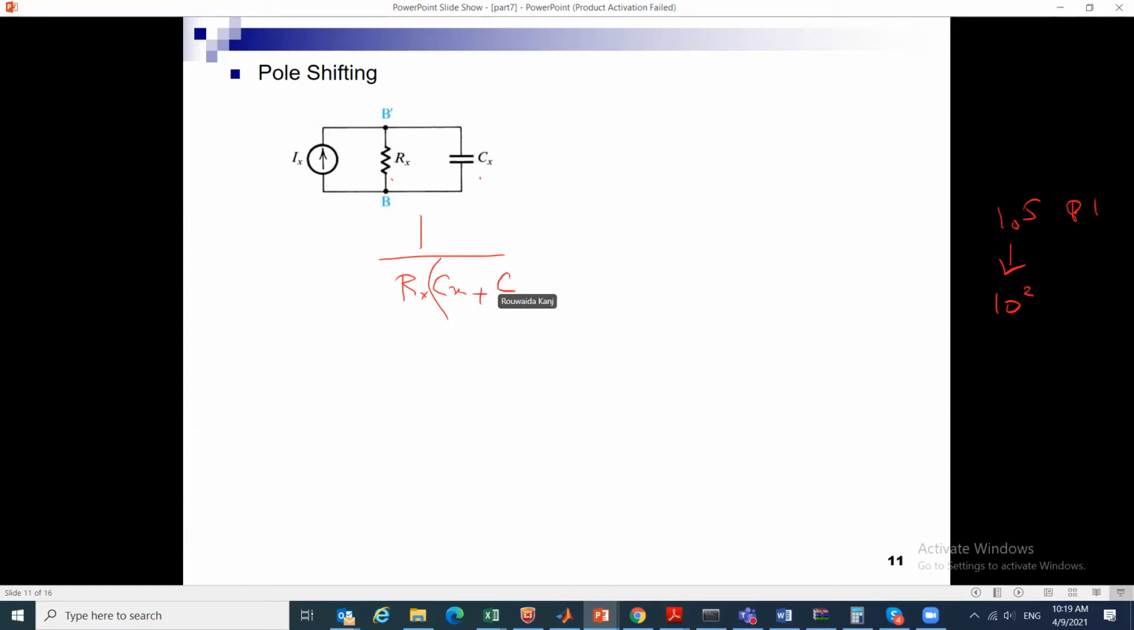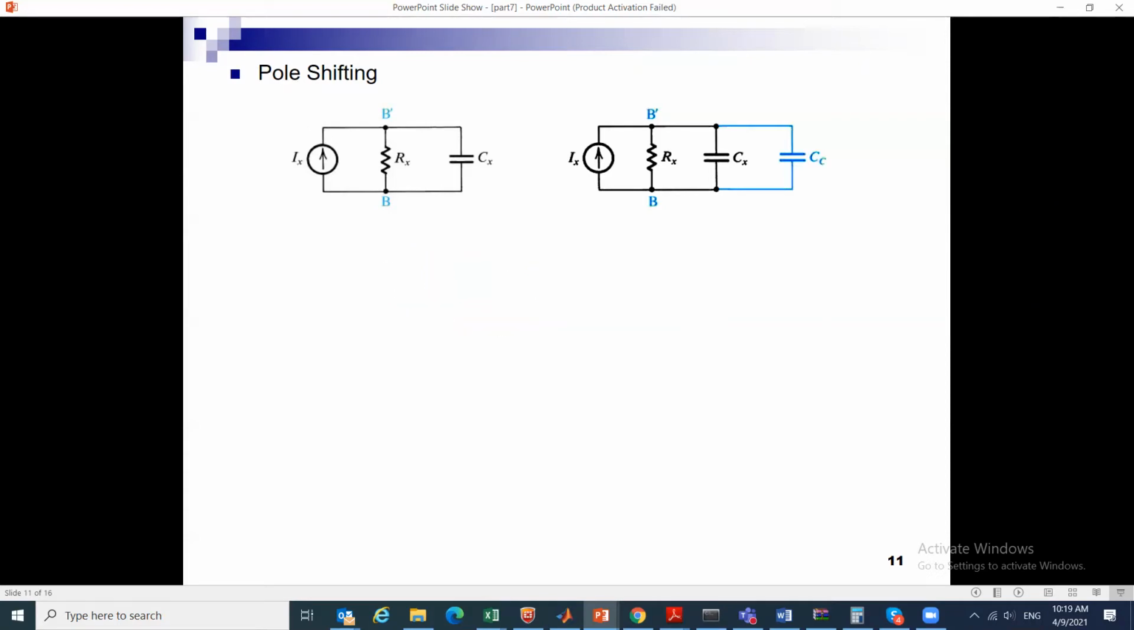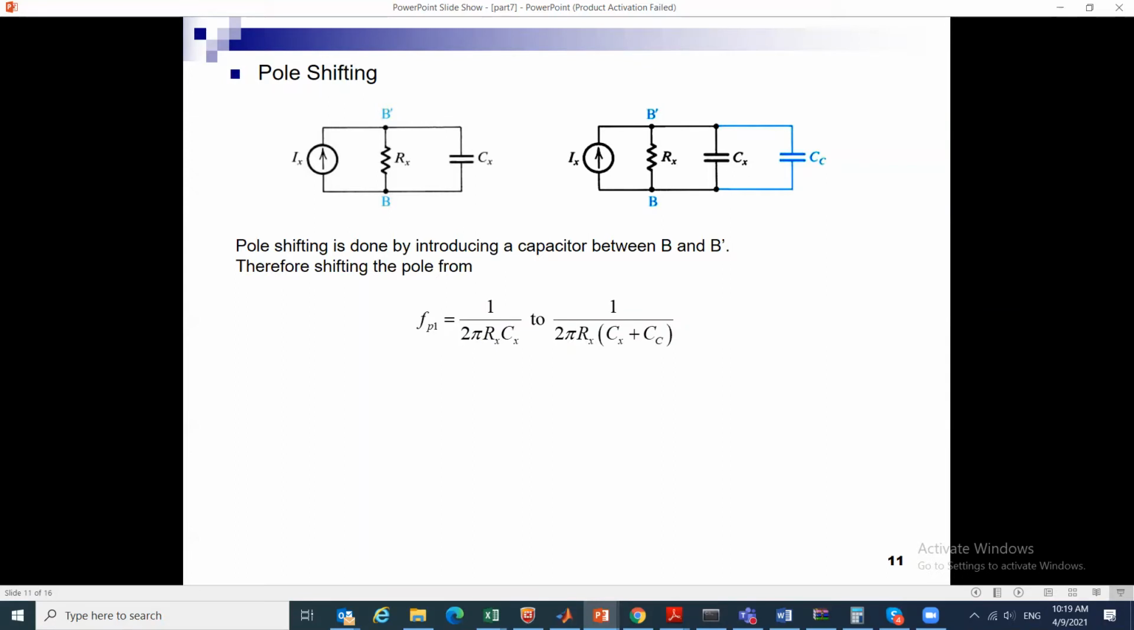I need to add another compensation capacitor. Okay, so that this part of the circuit will have a different pole. Okay, let's say it comes from the input circuit. So we're going to add a compensation capacitor. Now, the problem with this compensation capacitor is that I had 1 over 2 pi Rx Cx giving me 10 to the 5. Now I wanted it to give me 10 to the 2. So what order of increase does CC have to add?